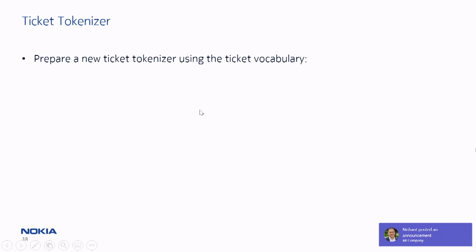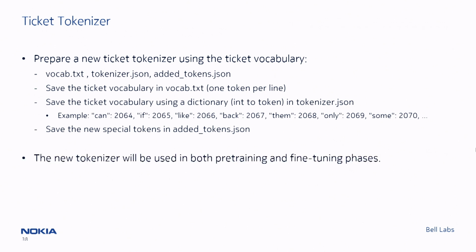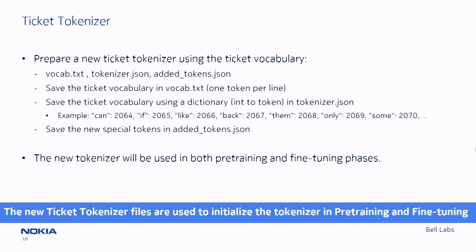For the ticket tokenizer, here we prepare a new ticket tokenizer using the ticket vocabulary. There are 3 important files that should be prepared, which are vocabulary.txt, tokenizer.json, and add.tokens.json. Here we save the new ticket tokenizer in the vocab.txt, and we also save the new ticket vocabulary using the dictionary. Finally, we have special tokens that we added, but here also, unfortunately, I cannot give more details about these special tokens that we created. The new ticket tokenizer files are used to initialize the tokenizer in pre-training and fine-tuning. Let's move now to the representation module.